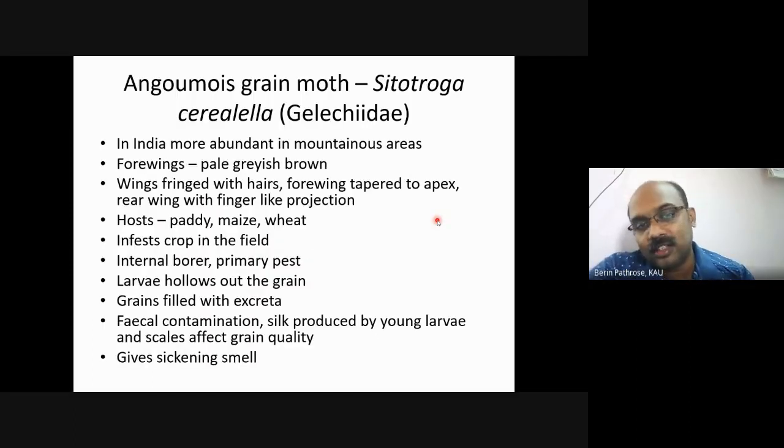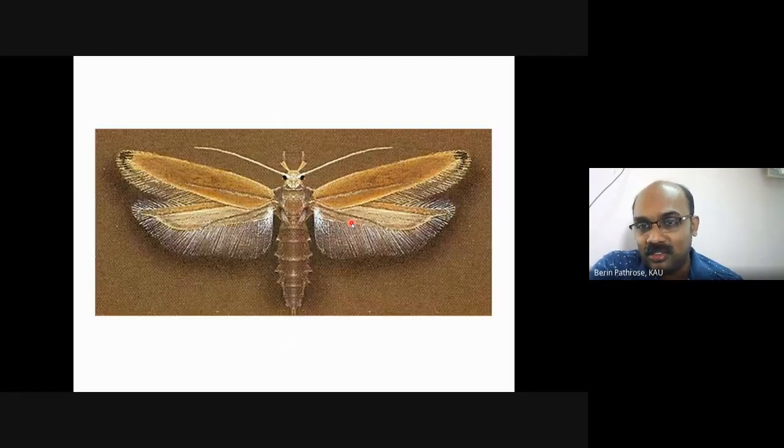So forewings are pale grayish brown in color, wings fringed with hairs, forewings tapered to the apex, hind wing with a finger-like projection. You can see the finger-like projection, and the forewing tapers towards the tip. The width decreases as it moves towards the apex.